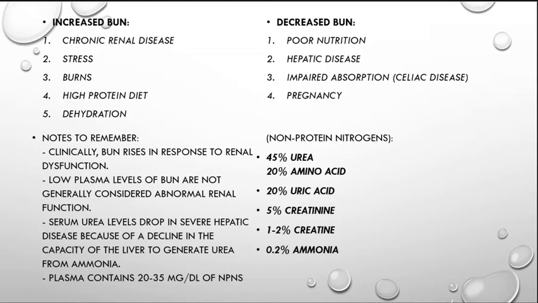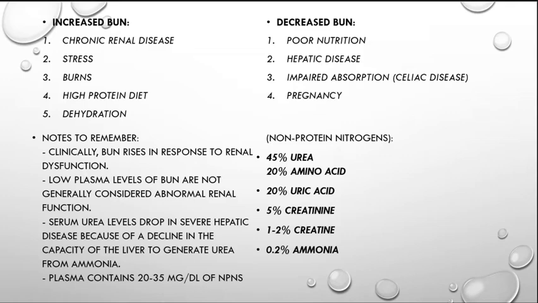So next up, we have your reasons for your increased BUN and your decreased BUN. Okay, so we have your chronic renal disease. Of course, kidney function test man siya. So if increase atong BUN kay diba early indicator man siya. Meaning, if magka-renal disease ta, naa jud si BUN. Increase jud ato ang BUN, okay? So stress, we also have burns, high protein diet, and we also have dehydration.